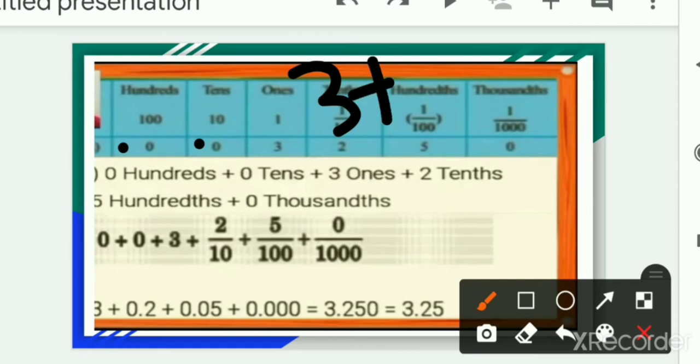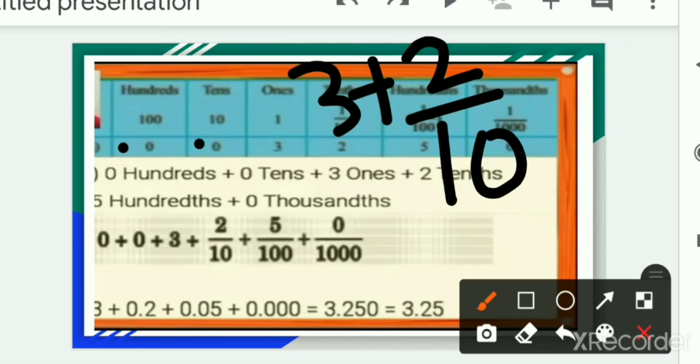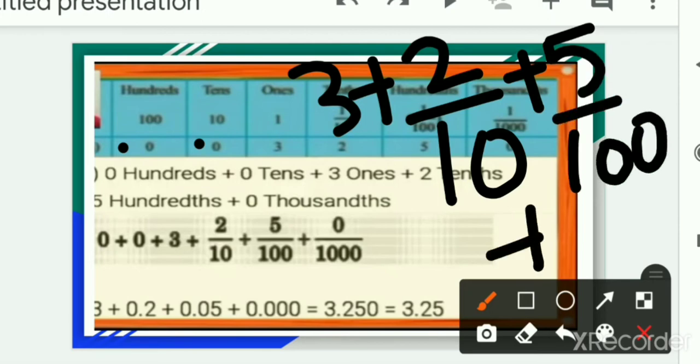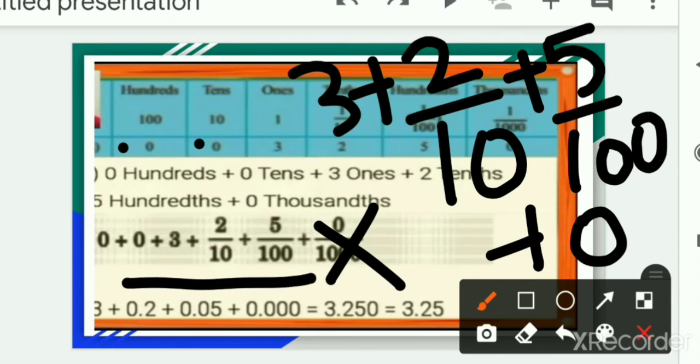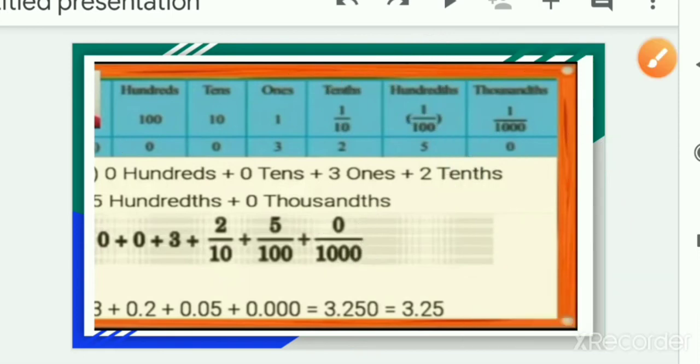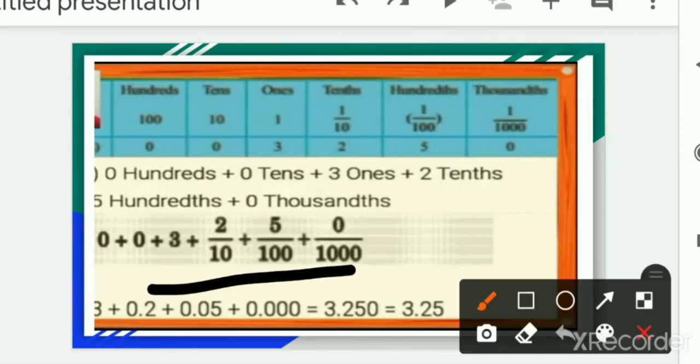So it means plus 2 by 10. Okay. Then again plus, it is 5 hundredths. It means 5 upon 100. Then plus, and how many thousandths are given? 0. So it means it is 0 upon 1000, so we will not count this. We will move to this. So we have 3 plus 2 upon 10 plus 5 upon 100 plus 0 upon 1000.